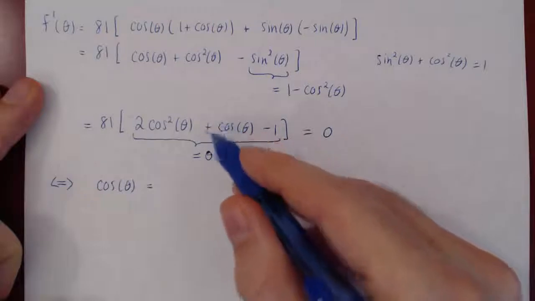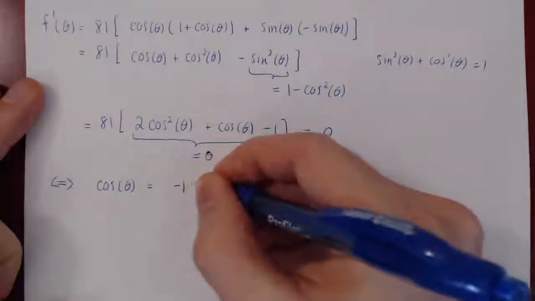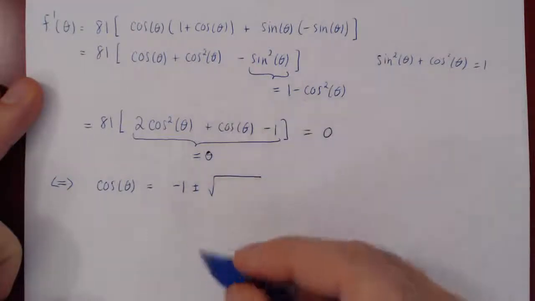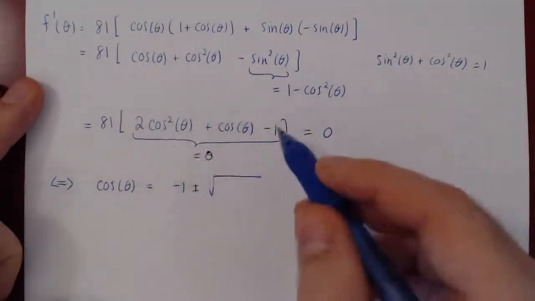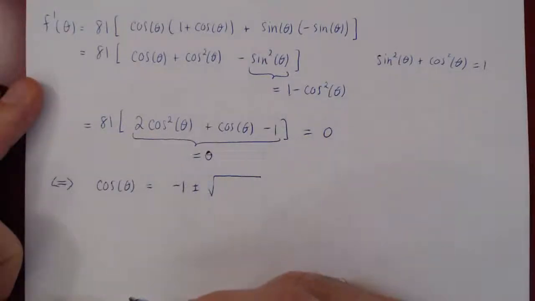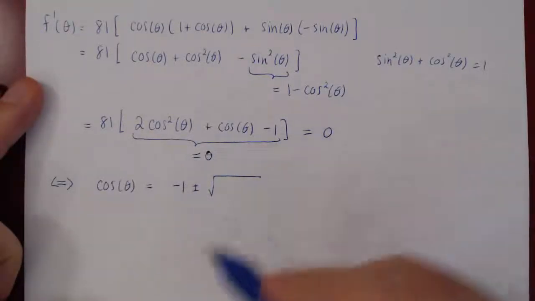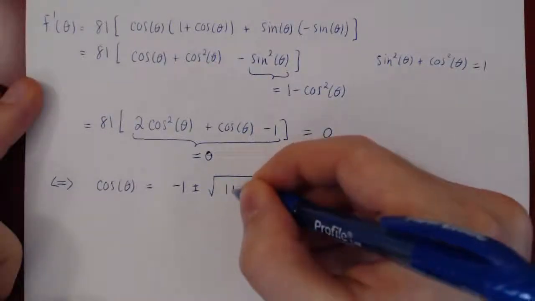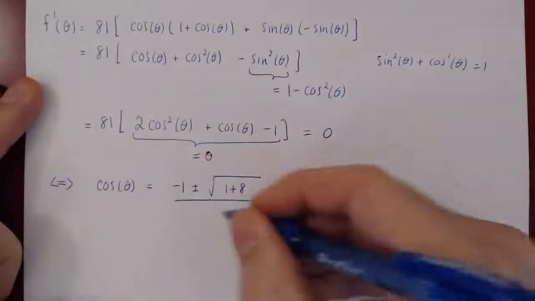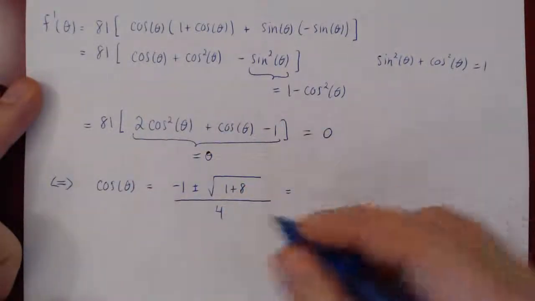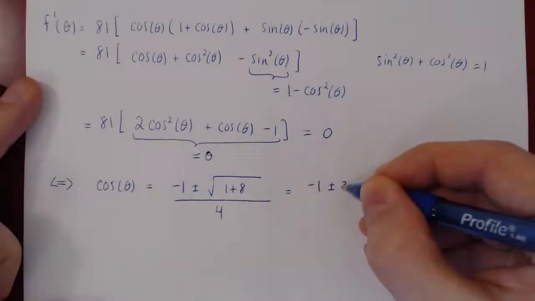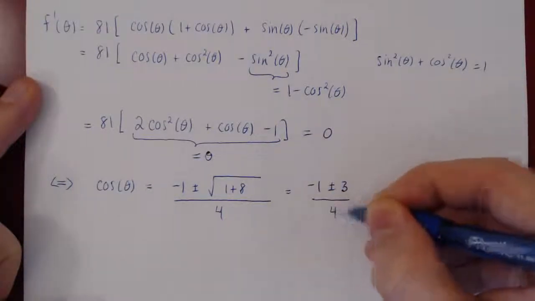is negative b, so negative 1, plus or minus the root of b squared, 1 squared is 1, minus 4ac. 4 times 2, 8, times negative 1, negative 8, but it's minus that, so we get 1 plus 8, over 2a, over 2 times 2 over 4, but the root of 9 is 3, so we get negative 1 plus or minus 3 over 4.